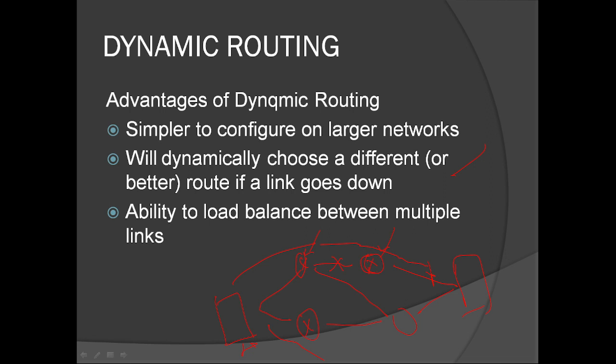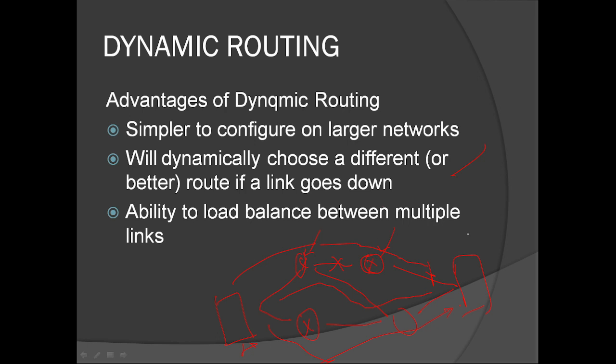If that route exists. So that is the problem with static routing. Unlike with the dynamic, when a link fails automatically without having administrator's intervention, you are able to route your network traffic to other best path on the network. Okay, so that is dynamic routing. It will dynamically choose a different or better route if a link goes down.